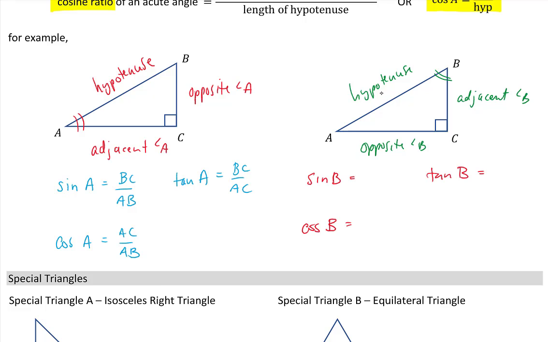To determine the sine, cosine, and tangent of angle B, pause the video and then check your work. So the sine of angle B would be AC over AB. The cosine of angle B would be BC over AB. And the tangent of angle B would be AC over BC.